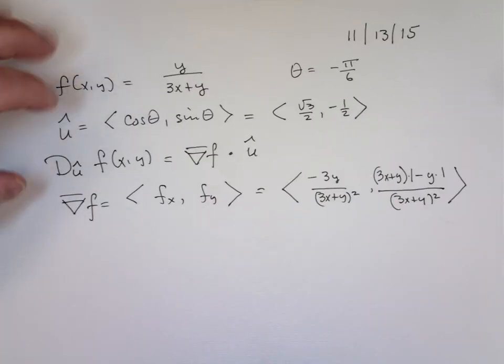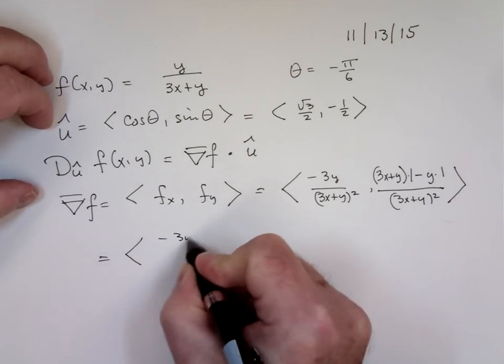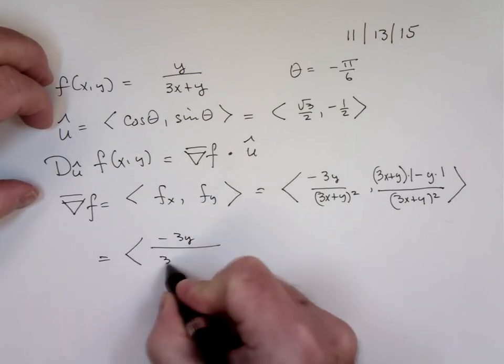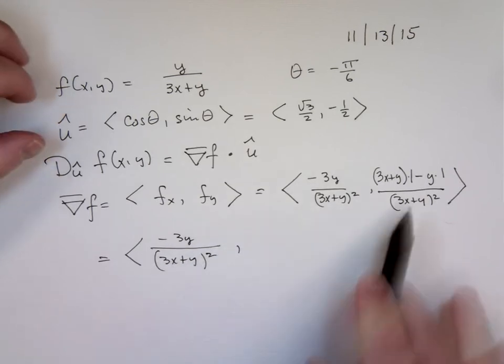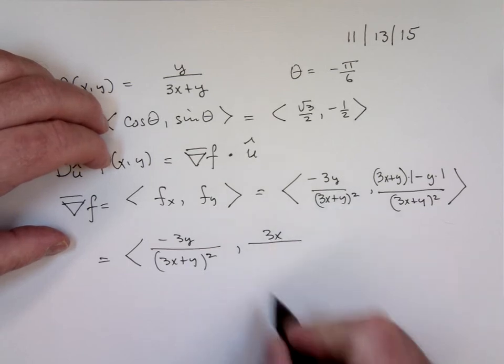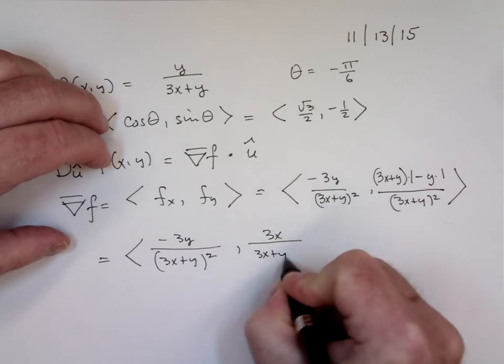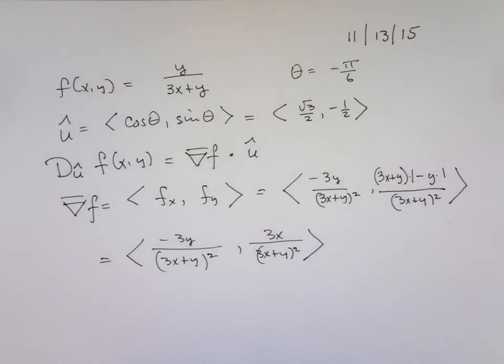Okay, so that's equal to negative 3y over (3x plus y) squared. And we drop the grouping symbols, the y's will cancel. We'll get a 3x over (3x plus y) squared. Okay, that's our gradient. Is that what you got? Yeah. Okay, all right.